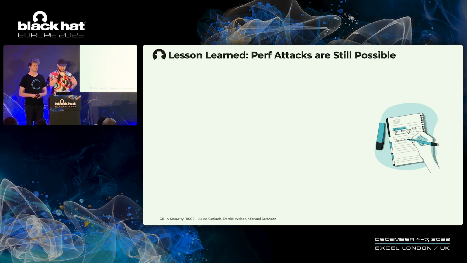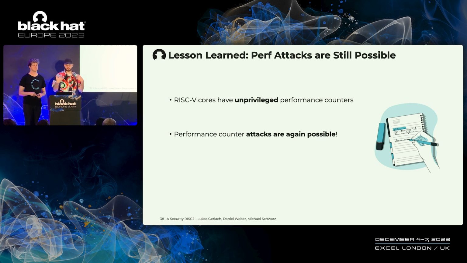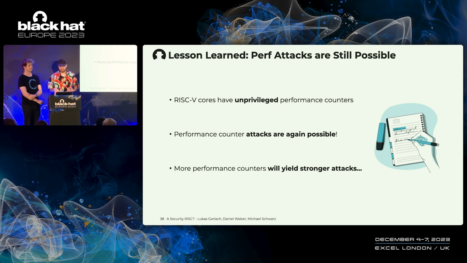And so what did we take away from this, right? So RISC-V, of course, has unprivileged performance counters, and this makes performance counter attacks possible again. So we saw a KASLR break. There's potentially more you can do. You can, for example, monitor activity in the kernel space with the user space counters. And in the end, it just shows again that there's an additional attack surface, and this attack surface potentially gets bigger when we add more performance counters or enable them for unprivileged users.